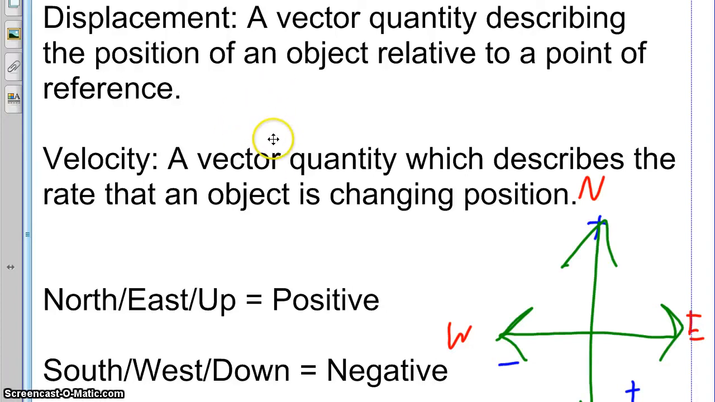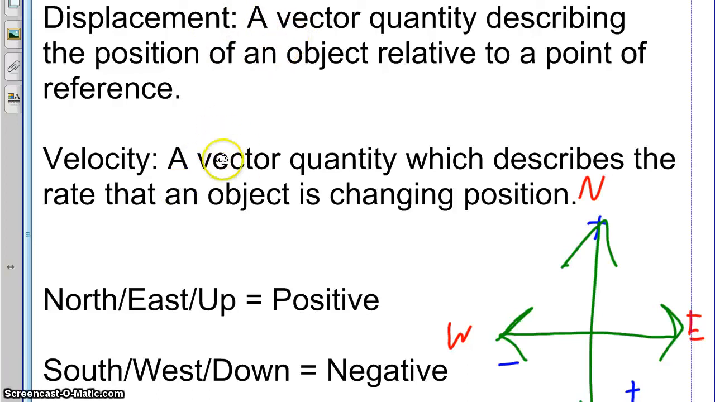So right now, maybe I'm 7 meters east of the wall, or maybe I'm 30 miles south of Bowling Green. I guess a little less than that, but something like that, 30 miles south of Bowling Green. Displacement is measured, and it's a vector because it has a direction in there.